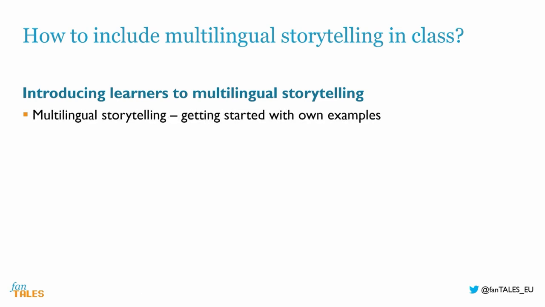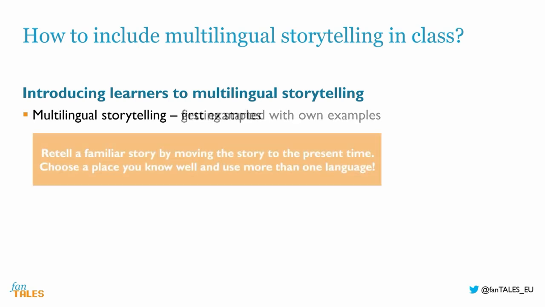Building on this first basis in brainstorming, learners could try to come up with their first examples of multilingual storytelling. A sample task could look like this. Retell a familiar story by moving the story to the present time. Choose a place you know well and use more than one language. The main thing is, students can use their prior knowledge and experience. When writing their scene, they can integrate some of the language samples they've collected earlier.